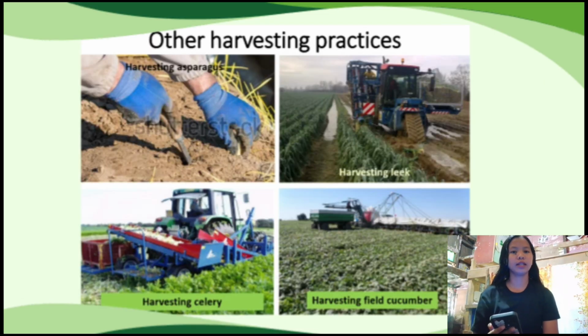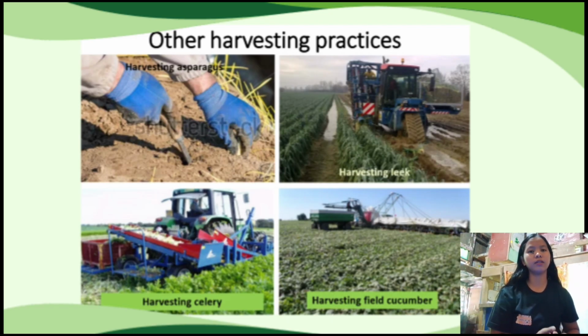So now let's discuss the other harvesting practices shown in the picture. First is harvesting asparagus. This is done manually by cutting the young spears just below the soil surface using a sharp knife. It must be done carefully and at the right stage because asparagus grows very fast and becomes woody if not harvested on time.